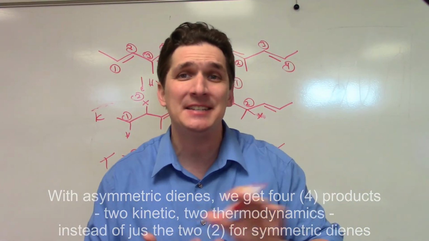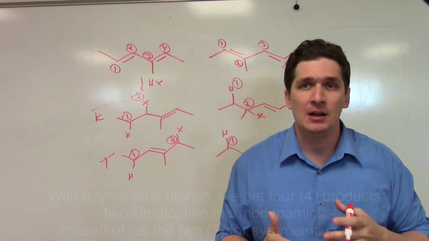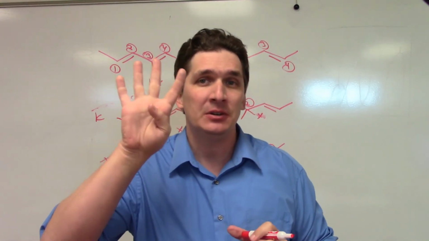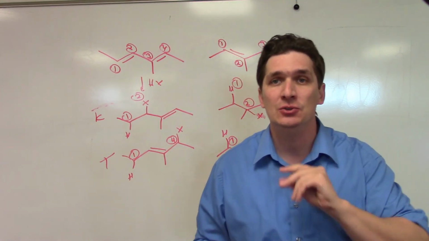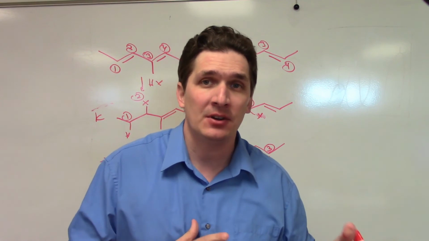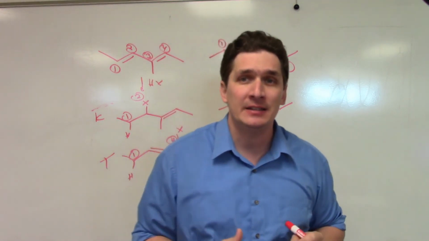So if you have an asymmetric alkene, one where it doesn't look the same left to right as it does right to left, you're actually going to end up generating 4 products, 2 kinetic, 2 thermodynamic. So how does it look like Markovnikov or anti-Markovnikov? We'll talk about that in the next video.